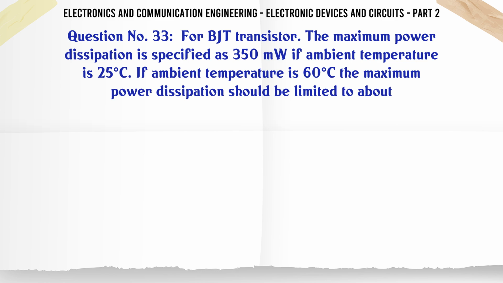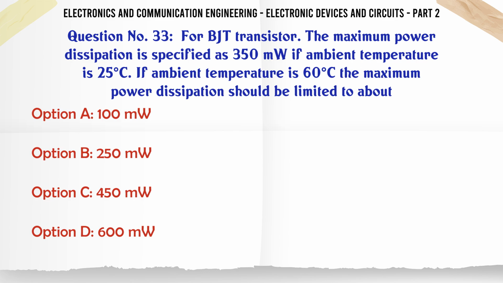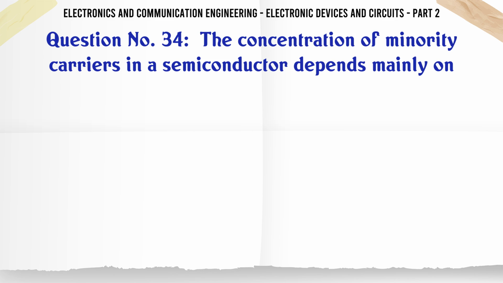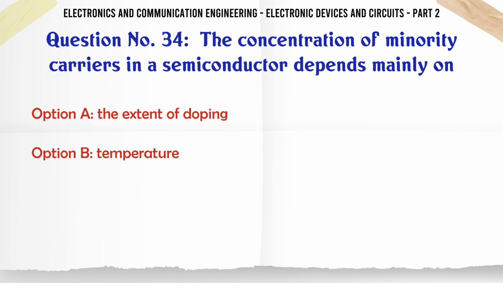For a BJT transistor, the maximum power dissipation is specified as 350 mW if the ambient temperature is 25 C. If the ambient temperature is 60 C, the maximum power dissipation should be limited to about: A, 100 mW; B, 250 mW; C, 450 mW; D, 600 mW. The correct answer is 250 mW.